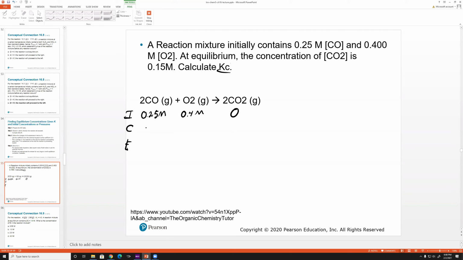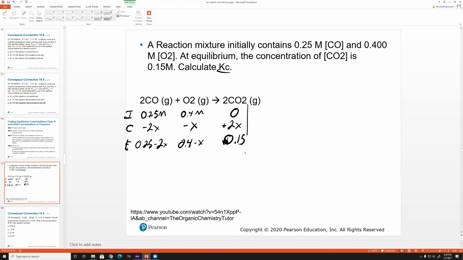So we can represent that change for CO by negative 2x. The change of O2, since its coefficient is 1, is just minus x. And then since the change for CO2 is a product, we do plus 2x because that is the amount it is increasing by. I know this is very brief, but in class I'll explain it in more detail. Then for equilibrium, we simply add these up: 0.25 minus 2x, 0.4 minus x, and for CO2, at equilibrium the concentration is 0.15. We know that.